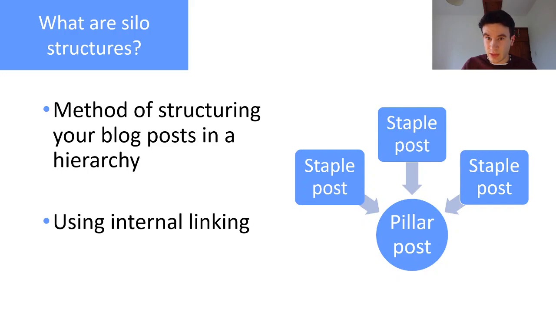We'll get on to an example in a second, and it may make more sense when we show you that. But that's essentially what content silos are. It's just a hierarchy with the most important at the top, and then the lower competition and the subtopic articles lower down.